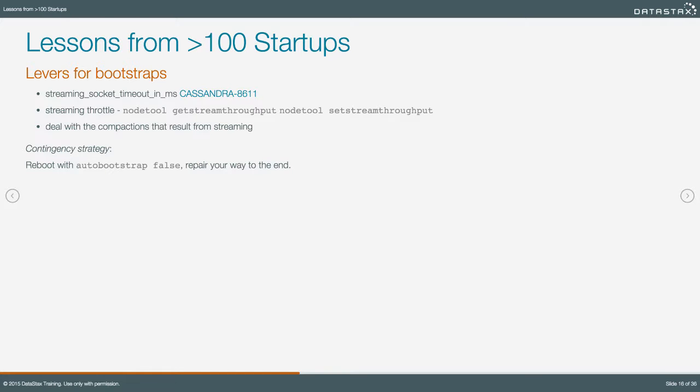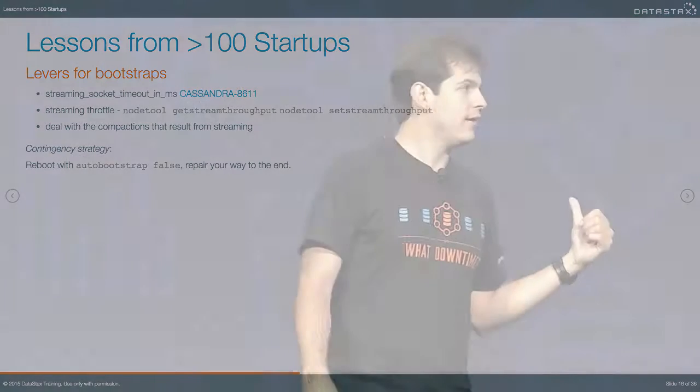Then there's streaming throttle, right? In the same way that we can set the compaction throughput, we can get and set the streaming throughput. And so that can actually accelerate or decelerate your bootstraps. And finally, once data is streamed from another node, you do have to compact it, right? And so the same levers that we talked about for compaction apply after your bootstrap.